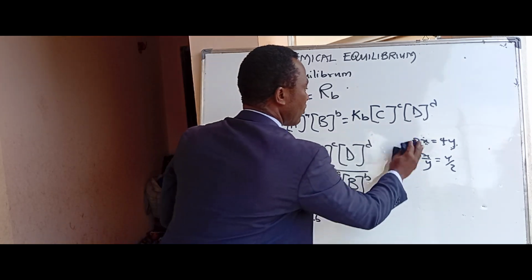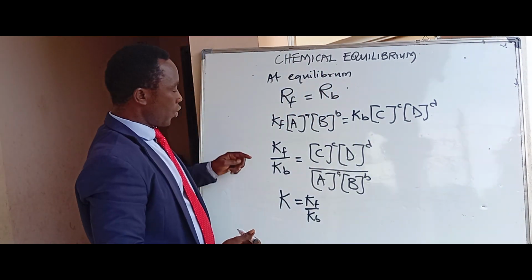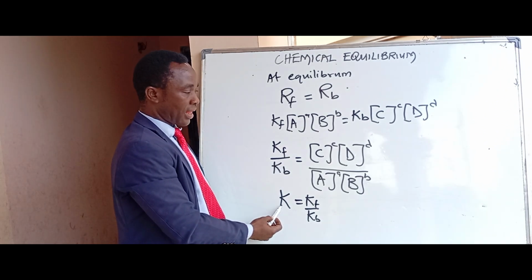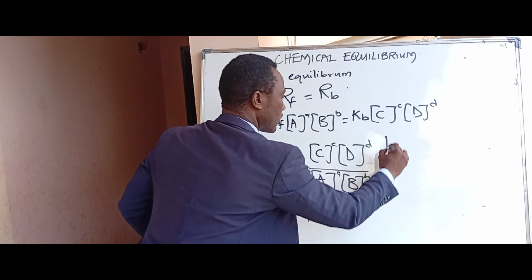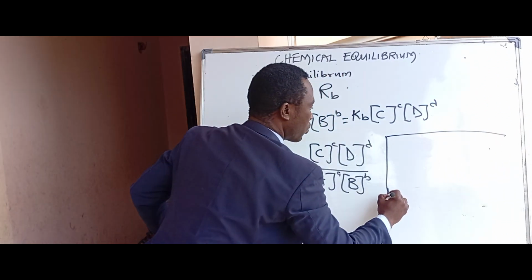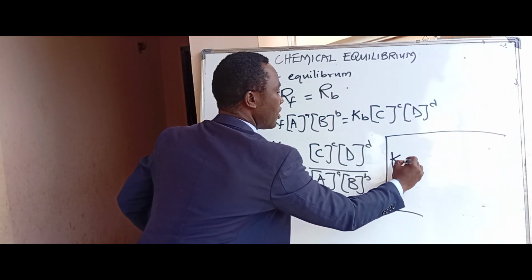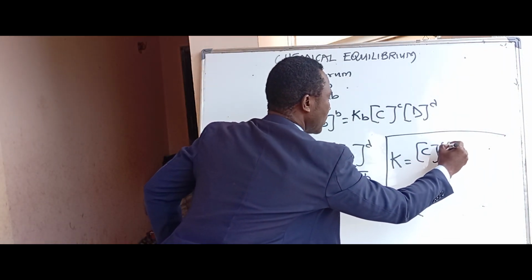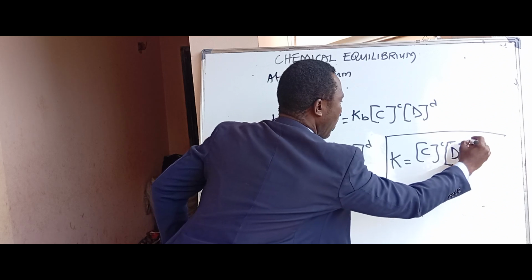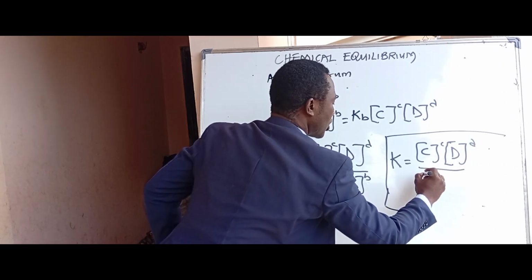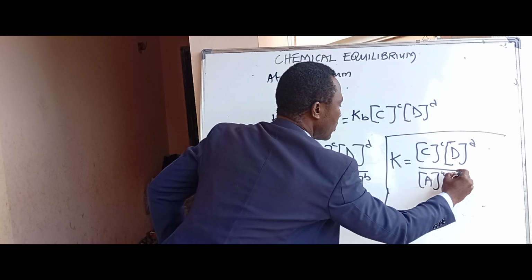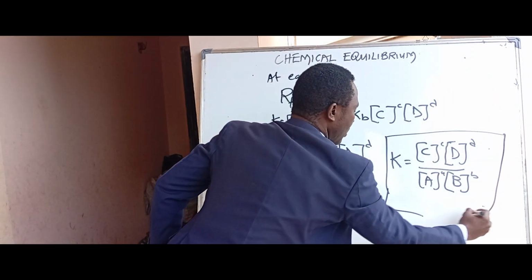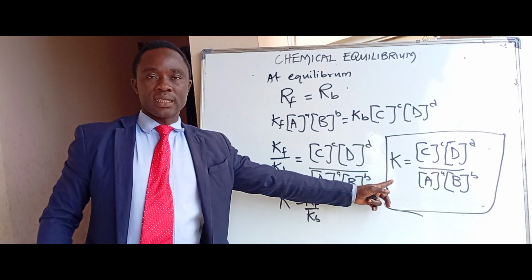That means that from what I have told you, we can replace Kf over Kb with capital K. That will mean our final answer for the equilibrium constant of the reaction, which is K, will equal the concentration of C raised to power c, concentration of D raised to power d, divided by the concentration of A raised to power a, then concentration of B raised to power b. You can see with me that this is the equilibrium constant of the reaction.